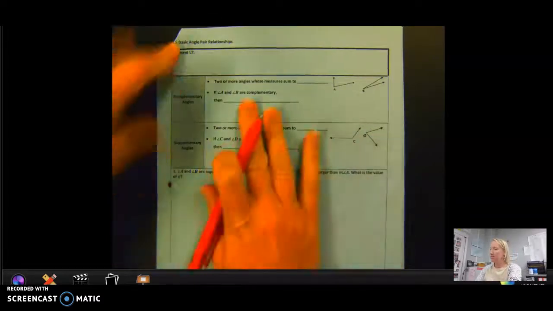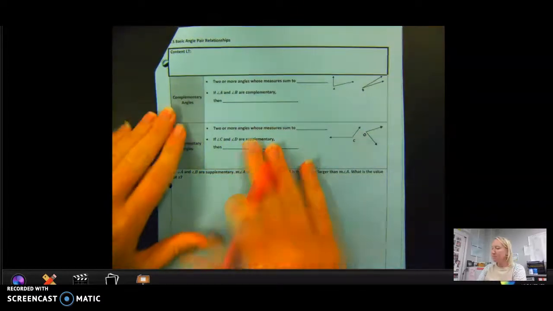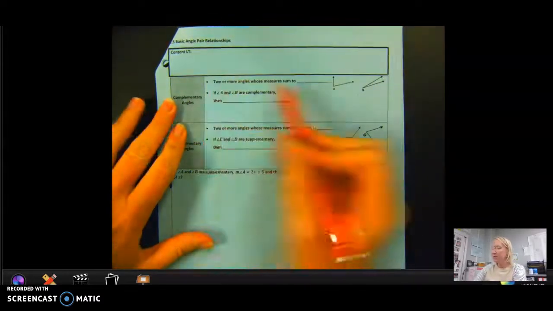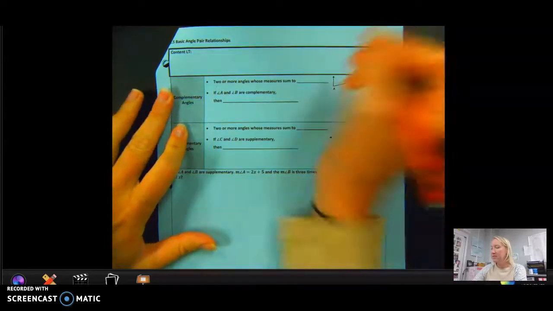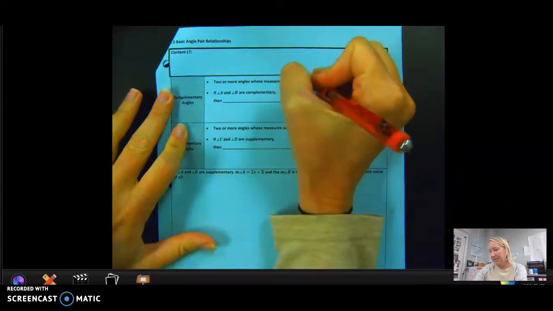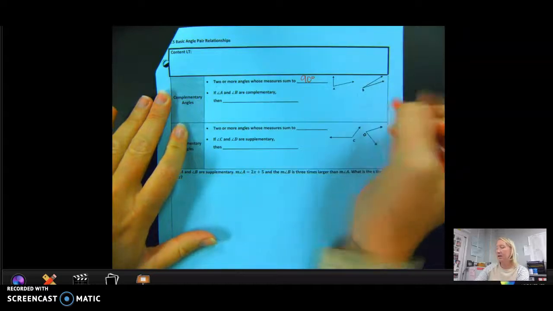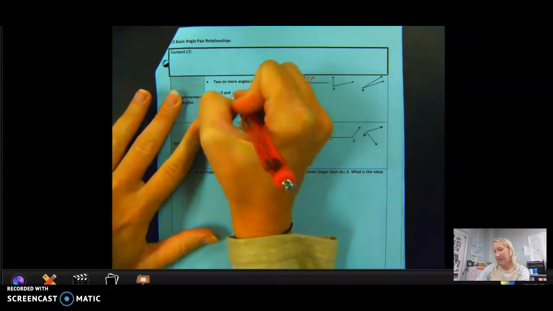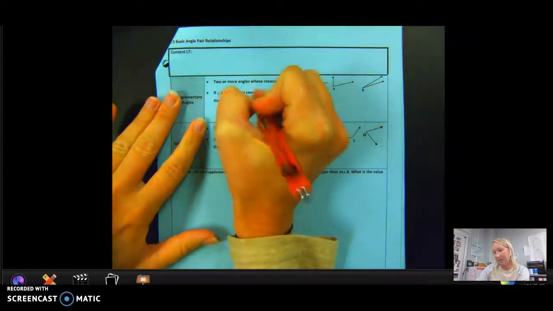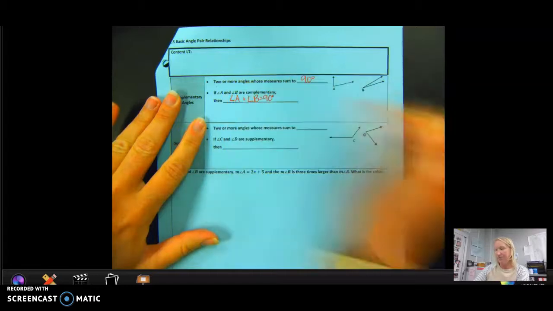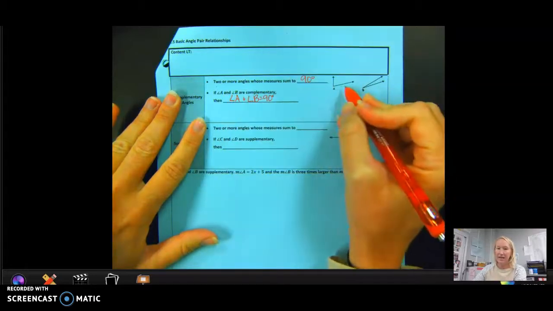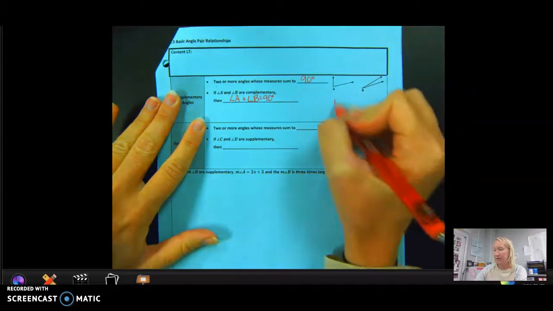First thing, complementary angles: two or more angles whose measures sum to 90 degrees. If angle A and angle B are complementary, that means angle A plus angle B equals 90 degrees. So if I put these back to back and added them, they would equal a right angle.